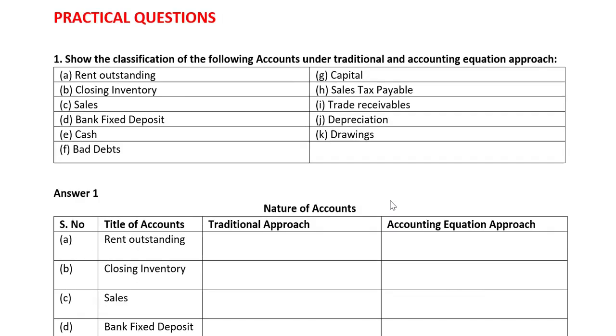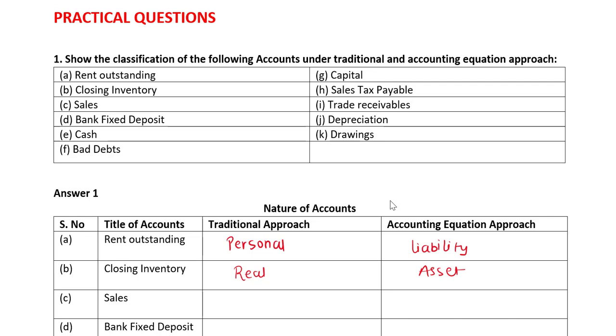So rent outstanding. You should understand one thing, it's a representative personal account. So as per the traditional approach, this is personal and there is an outstanding rent. So it is a liability. So as per the modern approach, it is liability. Closing inventory. Inventory you can touch, feel, see. So it is real account. Over here, the inventory is an asset as per the accounting equation approach.